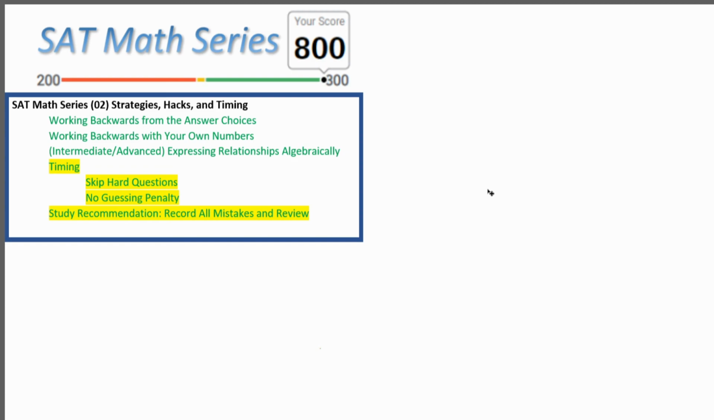Lastly, a study recommendation, especially for those of you who are trying to get a perfect or near perfect score. Make your own record of all of your mistakes and misunderstandings. It's difficult to study and then run through a book or run through this entire SAT series and to remember the things that you need to review again. So if you just write down or somehow take notes on what you need to review multiple times, you'll get better bang for your buck when you come back to review again, because you're reviewing the things that weren't obvious to you the first time.